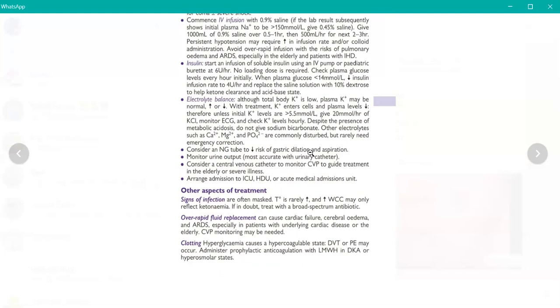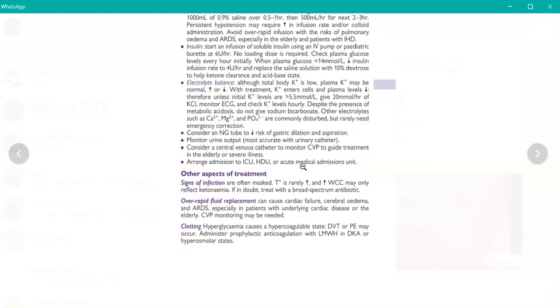give 20 millimole per hour of KCl. So we're going to give potassium chloride, 20 millimole per hour, if the potassium level is less than 5.5 millimole. So the cutoff point is 5.5. When the potassium level is 5.5 or less, we can give 20 millimole of KCl. But if the potassium is more than 5.5, we don't need to give potassium.